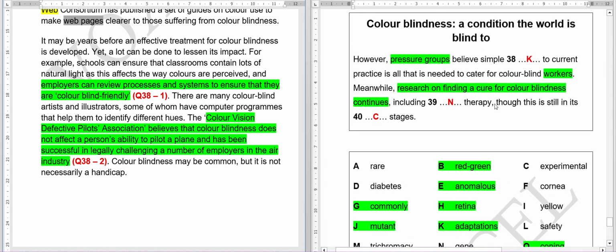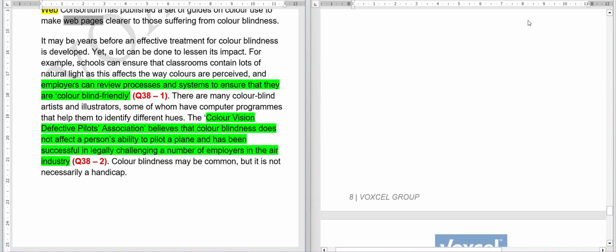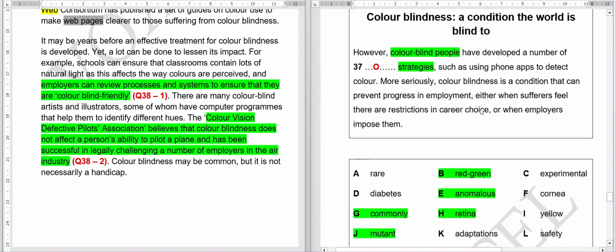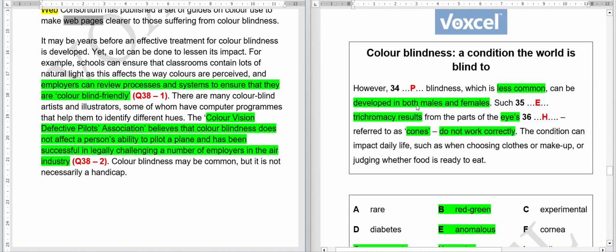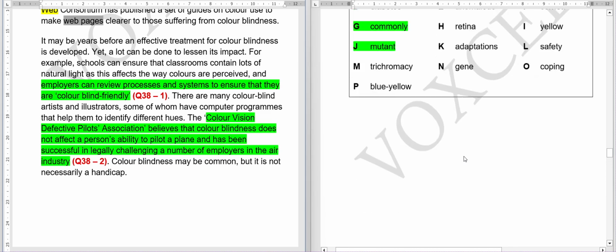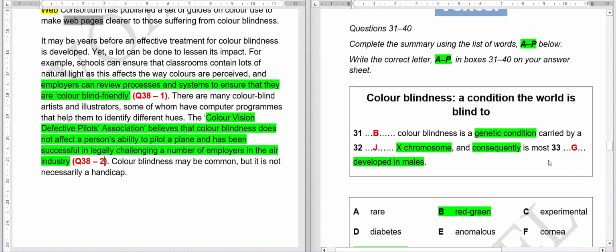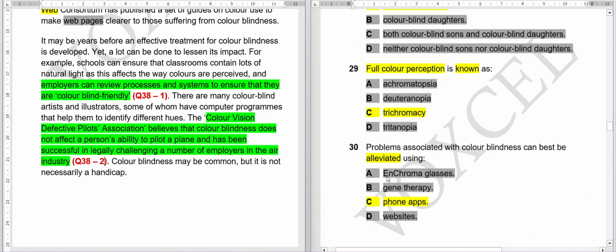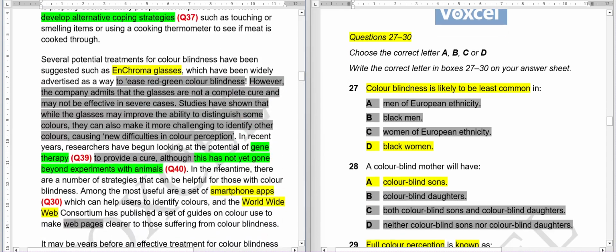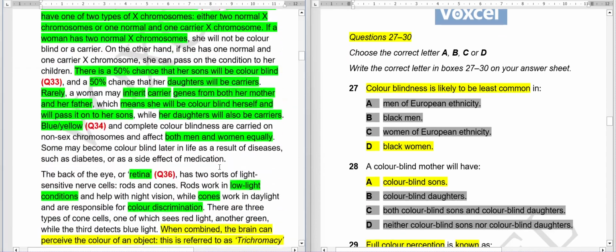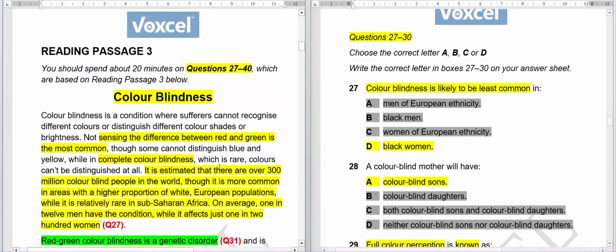So we have done all these three questions. Let me check if we have completed all. Yeah, we have done this. We have done these three as well. We have solved these as well. Okay, so this is how you can solve your reading, or you should solve your reading.